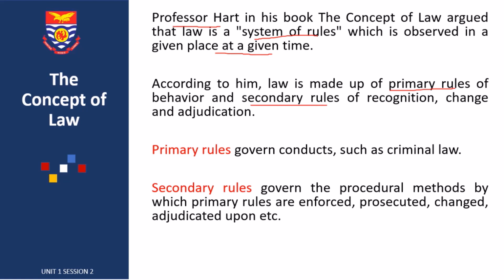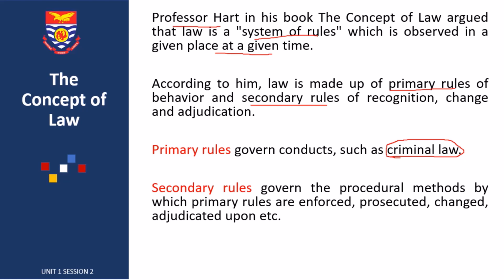Now, for primary rules, he says that primary rules govern conduct, such as criminal law. So primary rules are the rules that govern the behavior of people, or their conduct. A typical example is criminal law. Criminal law seeks to regulate the behavior of people. Thus, the law says thou shalt not kill, thou shalt not do this. And if you do that, punishment is attached to those laws.